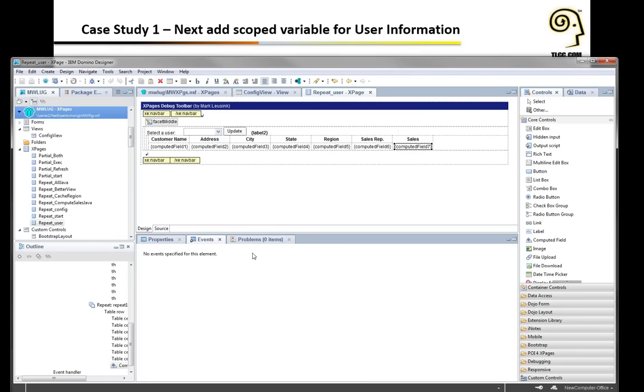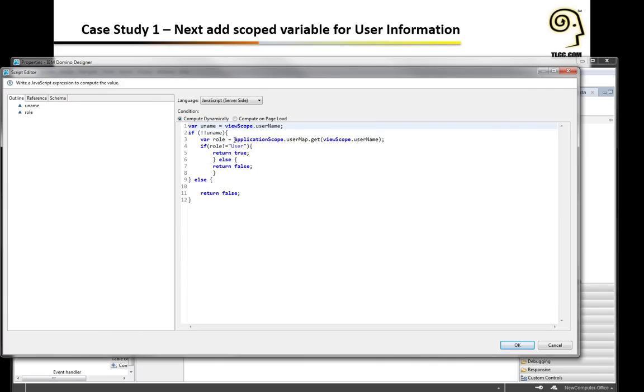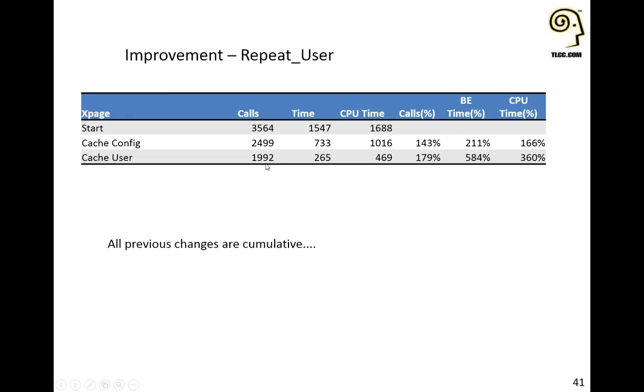And then in our computed field 7, now we just have to say applicationScope.userMap.get, pass in the username, and that will return the role of the user. Everything's getting it out of memory. What that did was, again, reduce our number of calls to our Domino objects, significantly reduce the time spent getting the Domino objects, as well as our CPU time. Pretty significant savings just by making those two little changes for our configuration settings and to store our user information.